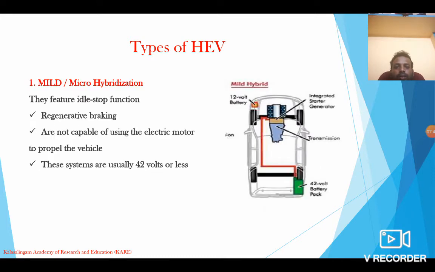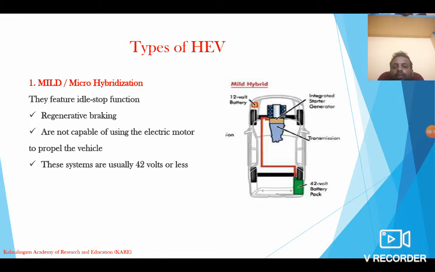And the next one is, the hybrid electric vehicle is further classified based on the hybridization. Hybridization is nothing but how far, or how intensively, we use the electrical components to propel the vehicle, right? Based on that we can classify the hybrid electric vehicle into three types. One is mild or micro hybridization, the second one is medium hybridization, and the third one is full hybridization, right? So we will discuss them one by one.